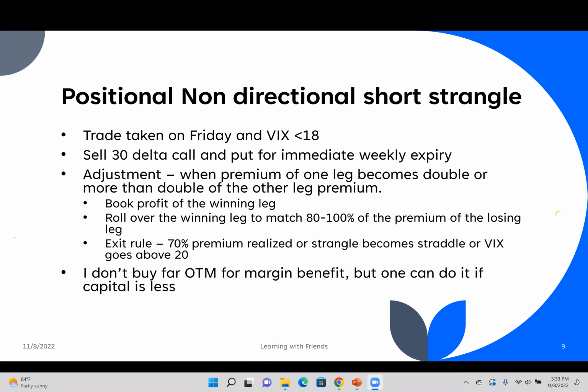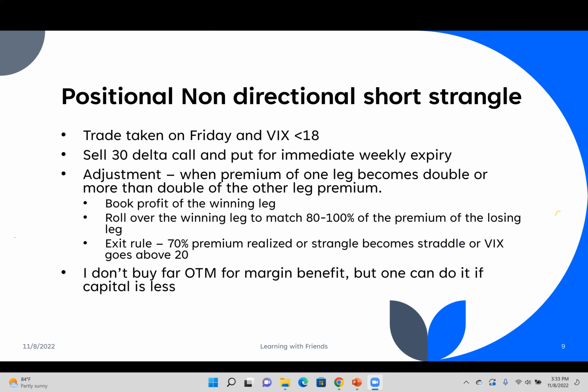I personally create a credit spread. I don't create a debit spread. By that, what I mean is that I sell the closer leg and buy the farther leg. So I get net premium. So it's a net credit. So I do the credit spread.